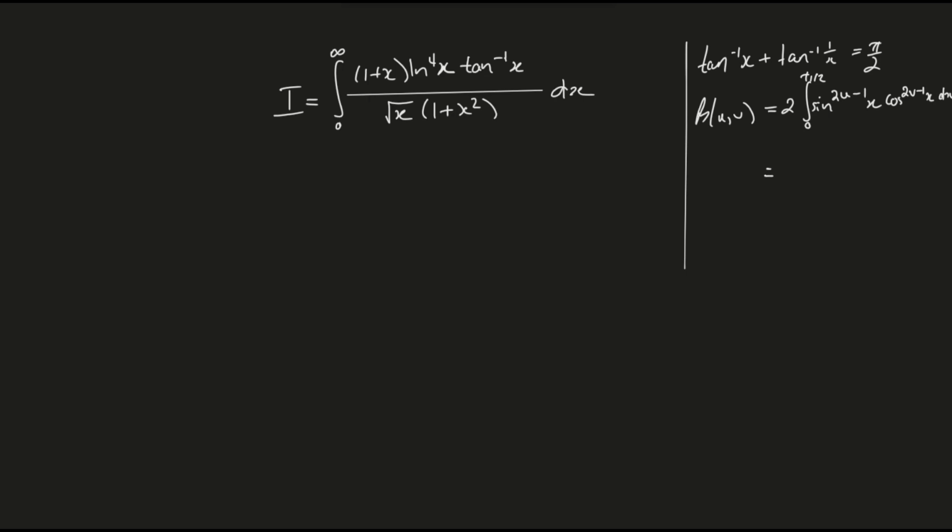And the beta function has this really cool relationship with the gamma function where it's equal to gamma u times gamma v over gamma u plus v. And lastly, we need one more fact about the gamma function, which is that gamma z times gamma 1 minus z is equal to pi times the cosecant of pi times z.